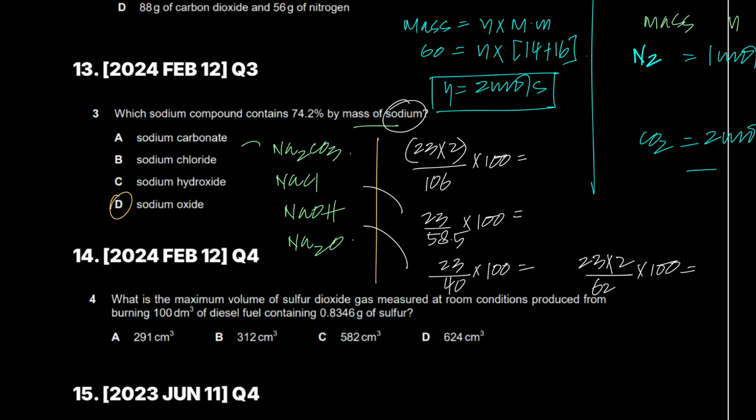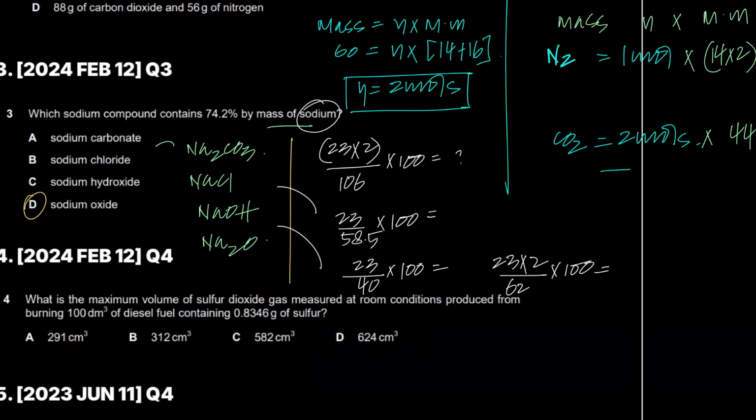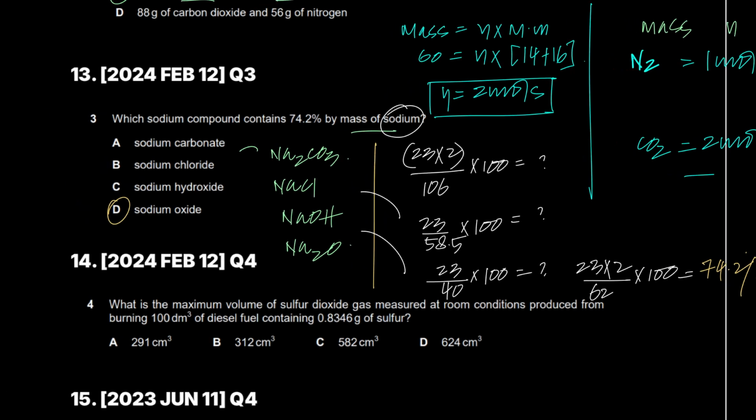Can you solve for D only? You guys can solve for all of them, but can somebody just solve for D? What do we get? 23 times 2 divided by 62 into 100. And I was right, 74.19, which is 74.2. Do you know how I knew directly just by looking at it? Think. Sir Suleiman, how would you know?